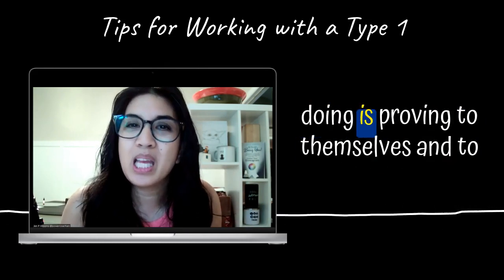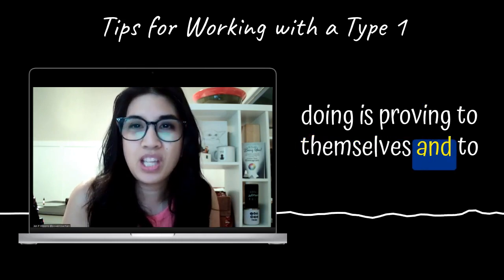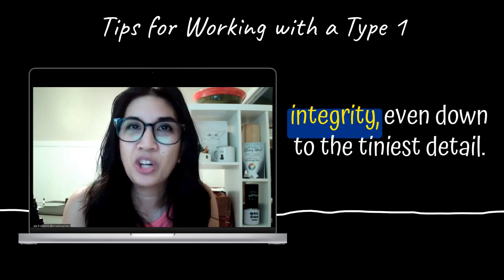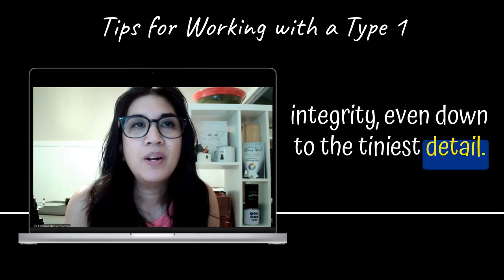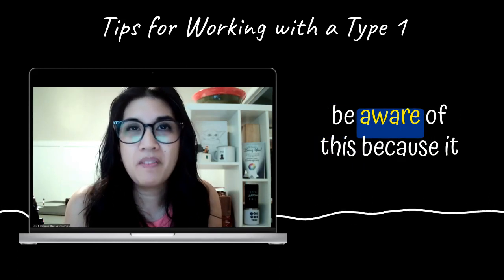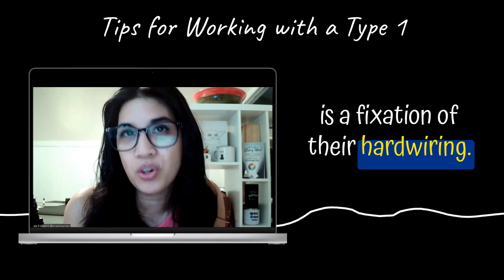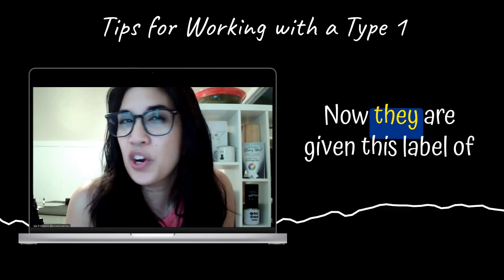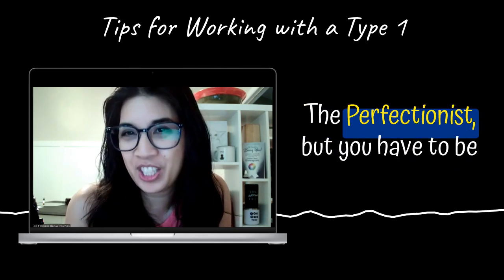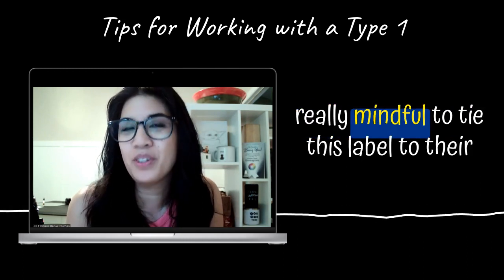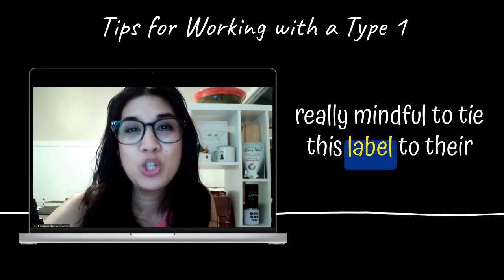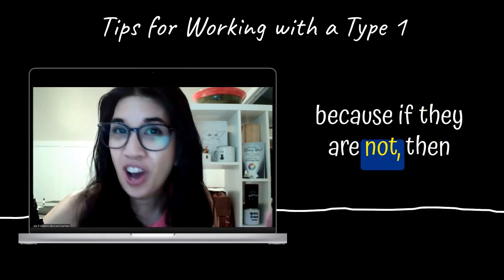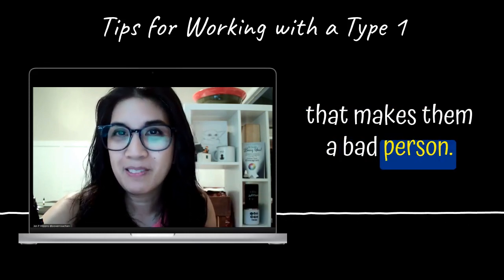Because what they're essentially doing is proving to themselves and to other people that they are a good person because they care so much about integrity, even down to the tiniest detail. Now, they may not completely be aware of this because it is a fixation of their hard wiring. When I say hard wiring, that is our unconscious mind. Now, they are given this label of the perfectionist, but you have to be really mindful to tie this label to their core motivations. They are perfectionists because if they are not, then that makes them a bad person.